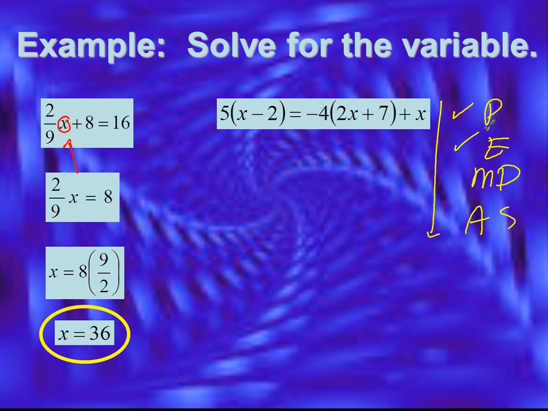Because when I distribute a 5, and you really need to think about it this way, all you're doing is multiplying the 5 by that whole thing. But when you multiply 5 by a quantity in here, you have to distribute it to both parts. You have to multiply it separately by each part of that quantity, right? So I end up with 5x minus 10 equals negative 8x minus 28 plus x, right? So we're multiplying there. That's good.